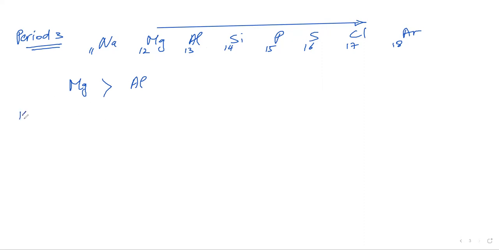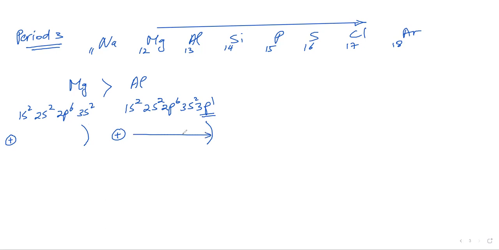for the same reason. If you look at the electronic configuration of magnesium, it is 1s2, 2s2, 2p6, 3s2. But in case of aluminium, it is 1s2, 2s2, 2p6, 3s2, and 3p1. So of course, the 3p electron is further away from the nucleus than the electron present in the 3s in case of magnesium. And so the attraction force between this outer electron in the p subshell of aluminium and the nucleus is less than the attraction force between the electron present in the 3s and the positive nucleus in case of magnesium.